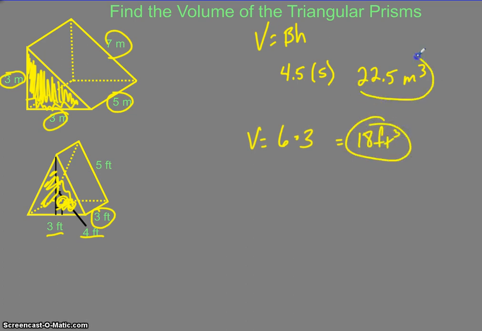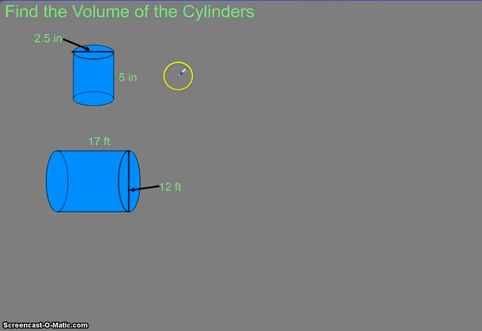Okay, that's it. There's our two triangular prisms. Capital B, in this case, is 1/2 times the base times the height of the triangle. Okay, and then the height, H, is the height of the prism. Okay, moving on.